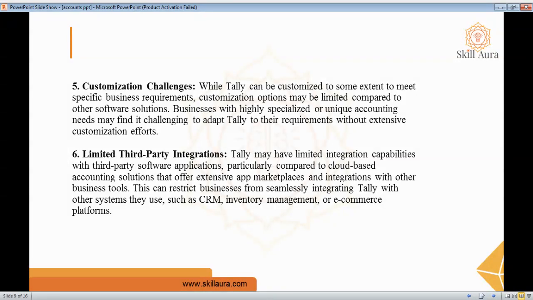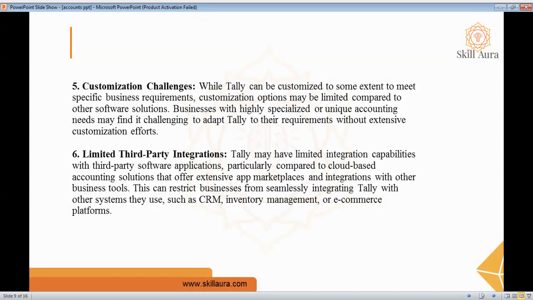And the next and the last disadvantage is limited third-party integration. Tally may not integrate seamlessly with other software applications or services, which limits its ability to connect with other business systems. Tally may have limited integration capability with third-party software applications.